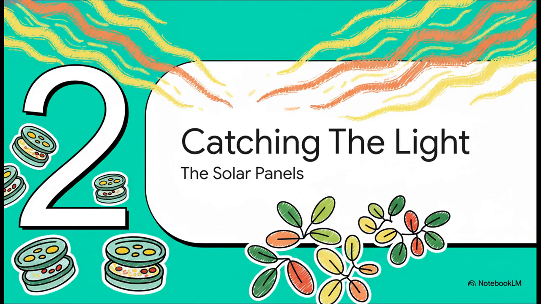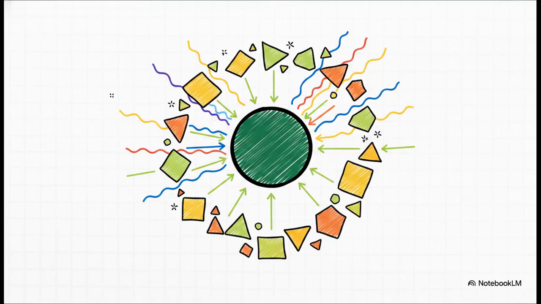Moving right along to Section 2, catching the light, the solar panels. Now that we're inside the chloroplast, we need to understand exactly how the plant captures sunlight. It doesn't just use one tool. It actually uses a very specific array of pigments. So the crucial takeaway here is that while chlorophyll A is the star player, the major pigment responsible for trapping light, it relies heavily on a whole team of accessory pigments.